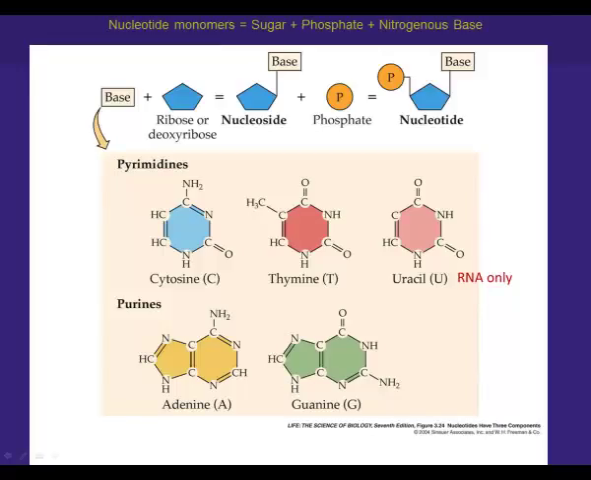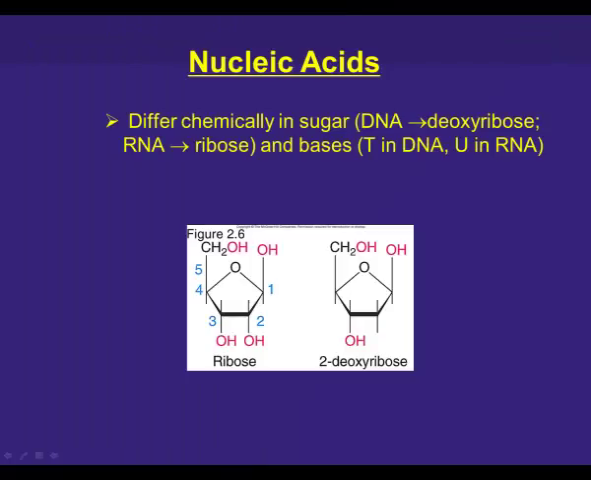The monomers that make up nucleic acids are called nucleotides. These consist of a sugar covalently bound to a phosphate group and a nitrogenous base. The sugars found in nucleic acids are 5-carbon sugars, or pentoses. RNA contains ribose, hence the name ribonucleic acid, whereas DNA contains deoxyribose, hence the name deoxyribonucleic acid. The difference between these is that deoxyribose has one less oxygen than ribose, which gives rise to the name deoxyribose.